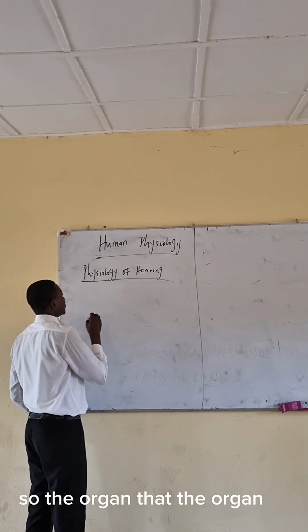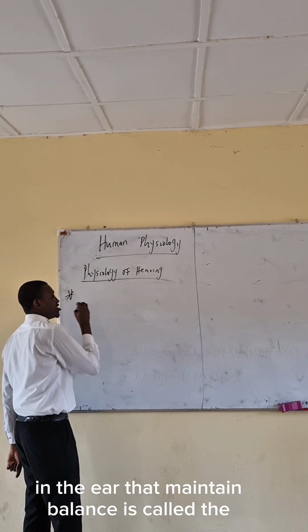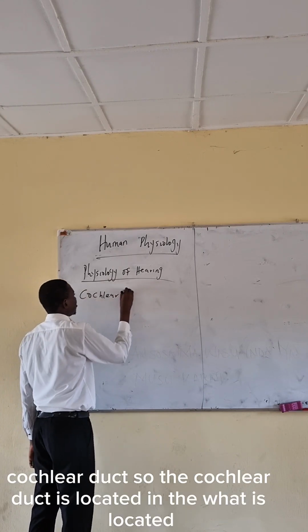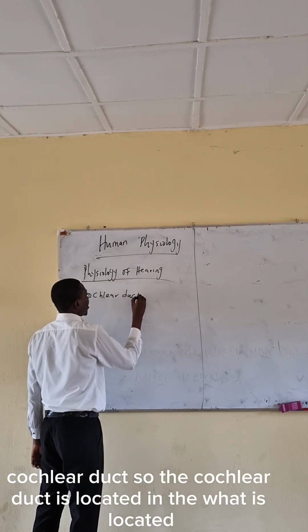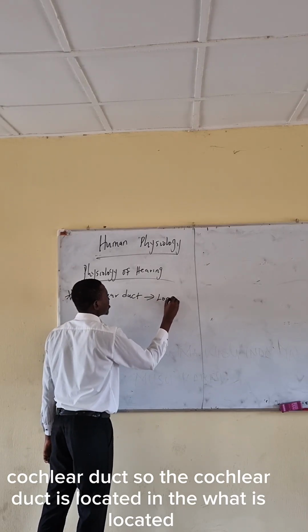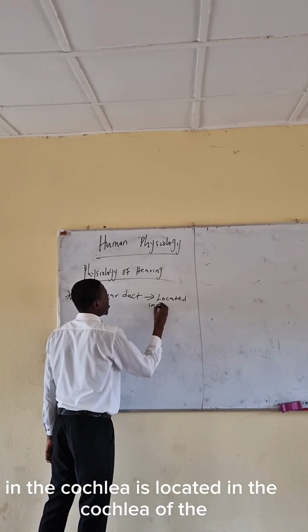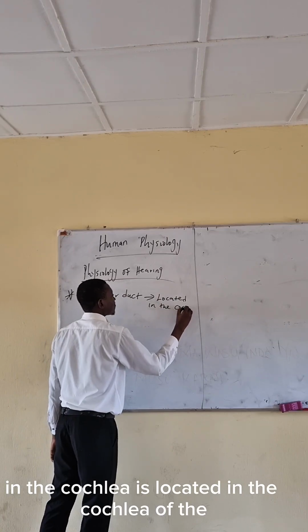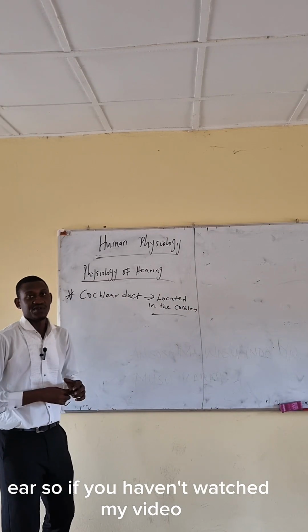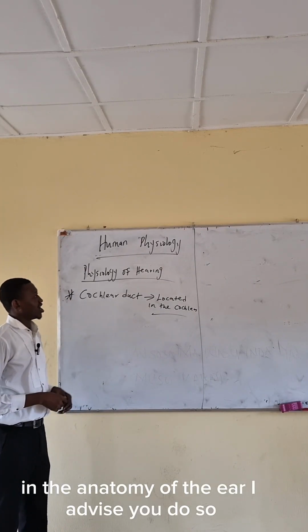The organ in the ear that maintains balance is called the cochlear duct. So the cochlear duct is located in the what? It is located in the cochlea of the ear. If you haven't watched my video on the anatomy of the ear, I advise you do so.